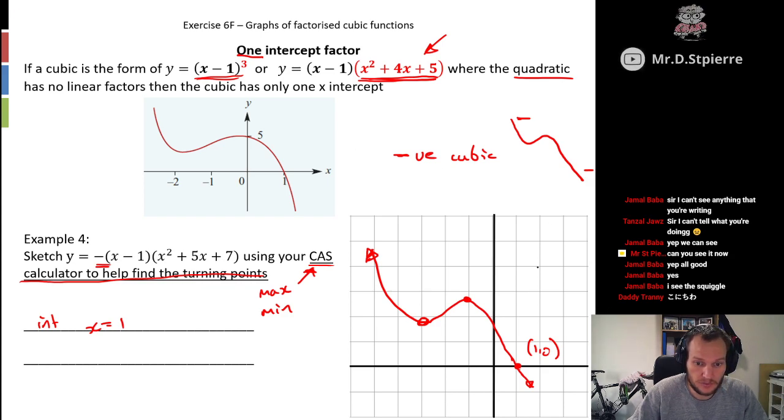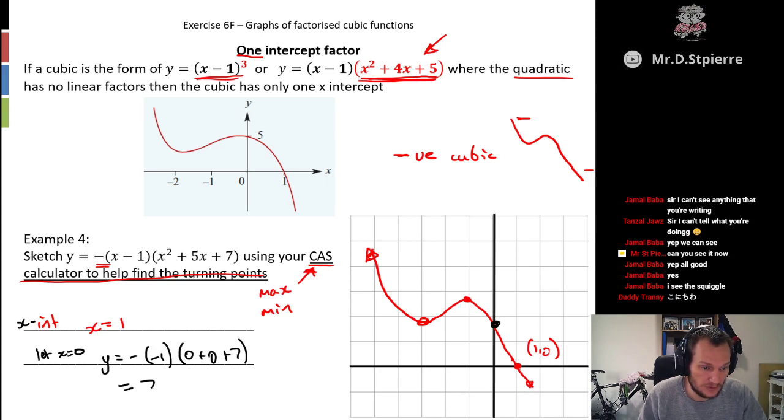And the other point that we want is our y-intercept. So let x equals 0. We get y is equal to -1, 0 plus 7 is equal to 7. So that point there is 0, 7. So there is a 1 intercept graph, 1 x-intercept graph. That's it for this exercise.